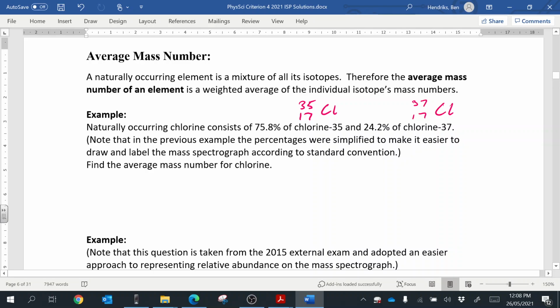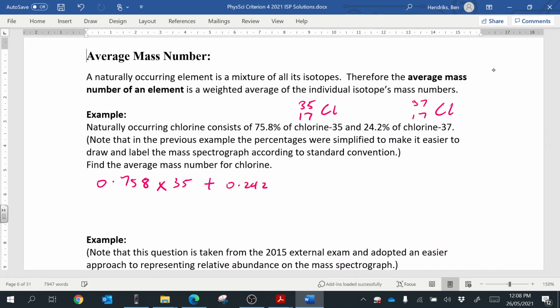So if we have 75.8%, remember that 75.8% is equal to 0.758, and we'll times that by 35, and then we'll go plus 0.242 times 37. That's because 75.8% is equal to 75.8 divided by 100. So that gives you the decimal.